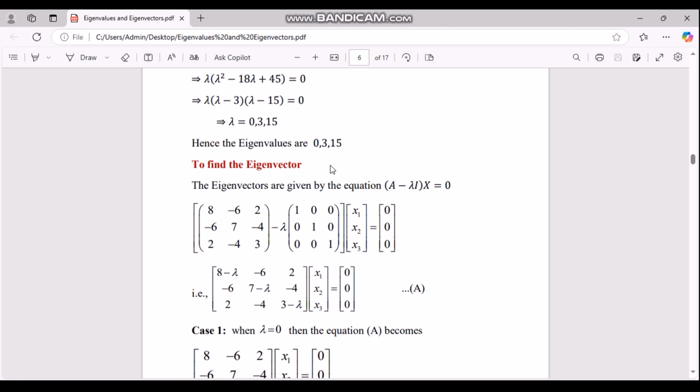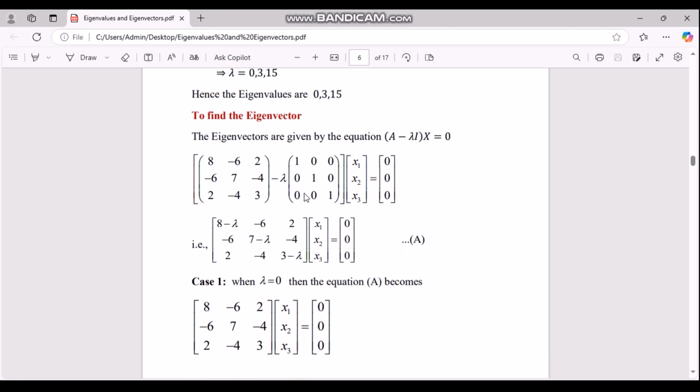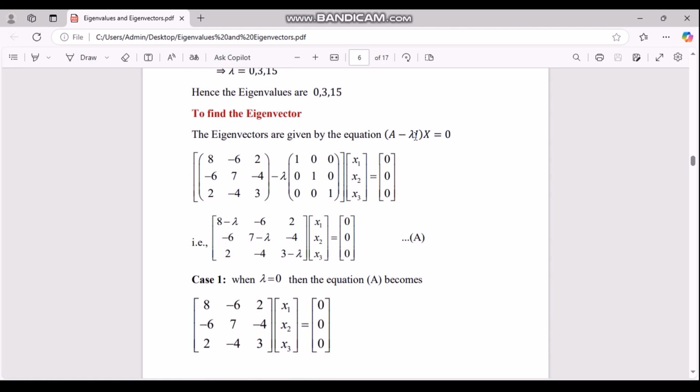Now we are looking at how to find the eigenvectors. Actually, the basic concept of eigenvalue and eigenvector is Ax is equal to lambda x. So we are going to substitute the eigenvalue in this expression. The simplified form of Ax equal to lambda x is A minus lambda I into x is equal to 0. The meaning of A minus lambda I is that you are subtracting lambda from the principal diagonal elements. And this I, you know, is the unit matrix.